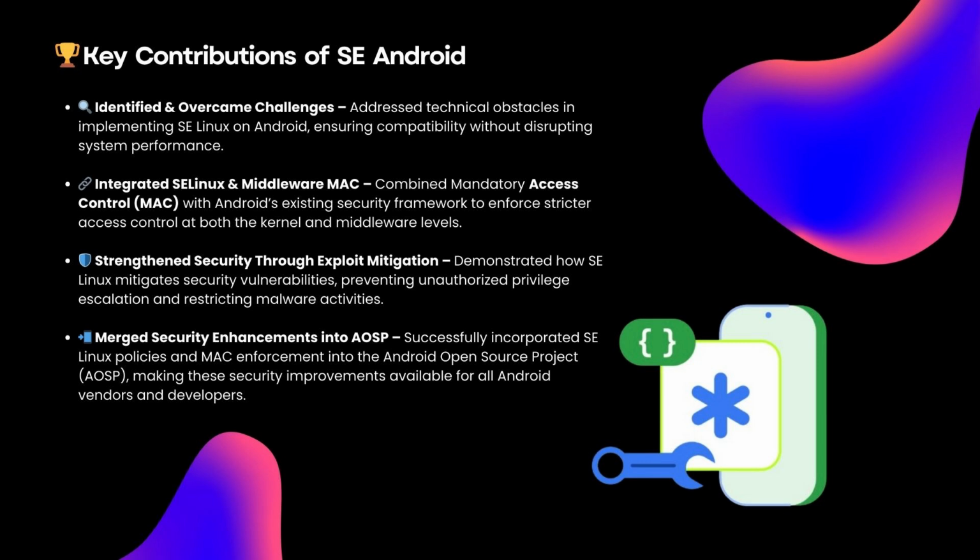Another key contribution was combining SELinux mandatory access control with Android's existing security framework. This allowed Android to have stricter access control at both the kernel level and the middleware level, ensuring that security was enforced throughout the entire system. SE Android also demonstrated how SELinux mitigates security vulnerabilities. For instance, it prevented unauthorized privilege escalation and restricted the damage that malicious apps could cause. This greatly improved Android's resilience to attacks.